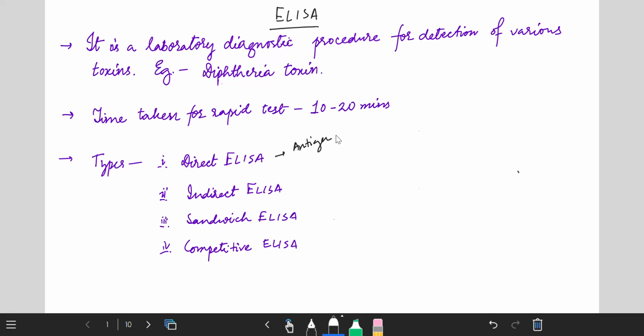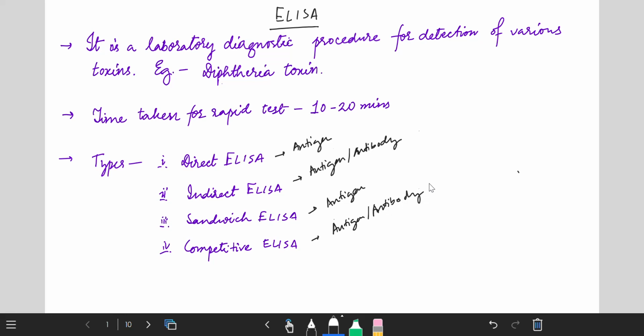In case of indirect ELISA, this technique is actually used for the detection of antigen or it can be antibody, and the enzyme is labeled with secondary antibody. In case of sandwich ELISA, this technique is used for the detection of antigen mainly. And the enzyme is labeled with primary antibody in case of sandwich direct ELISA, and enzyme labeled with secondary antibody in case of sandwich indirect ELISA. Competitive ELISA is used for the detection of antigen or antibody, and the enzyme is labeled with secondary antibody.